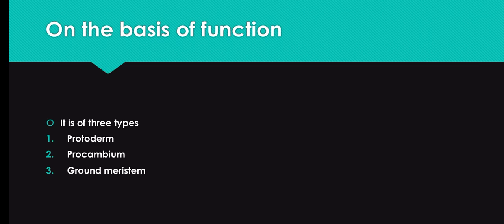Next, on the basis of function, it is of three types, that is protoderm, procambium and ground meristem. So firstly, we will discuss the protoderm. Protoderm is the outermost meristematic layer of apical meristem which develops into epidermis. Procambium is located inside protoderm and gives rise to primary vascular tissue. Ground meristem is the major part of apical meristem which is the precursor of ground tissue such as pith, cortex, hypodermis, and pericycle.